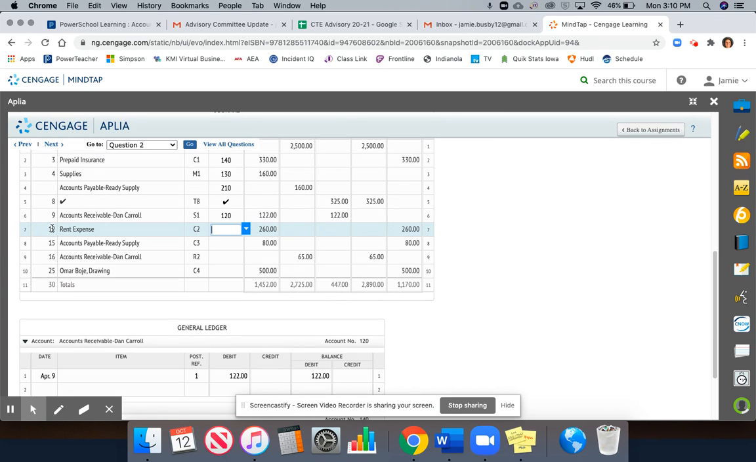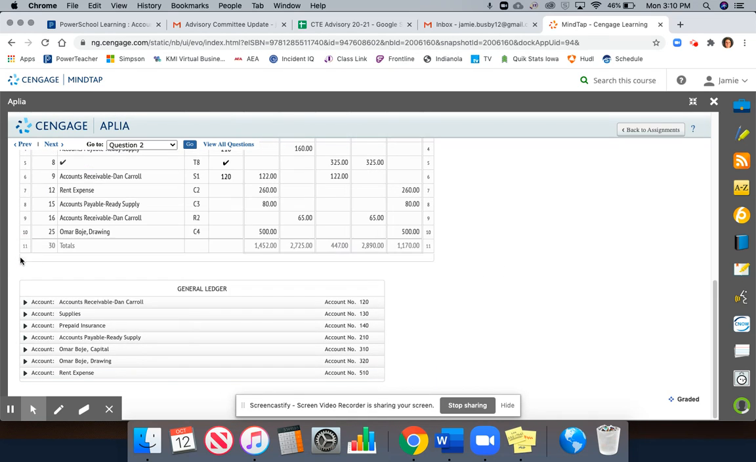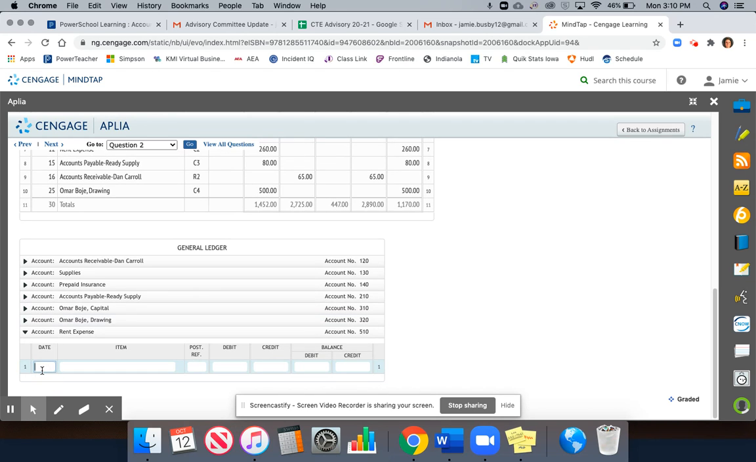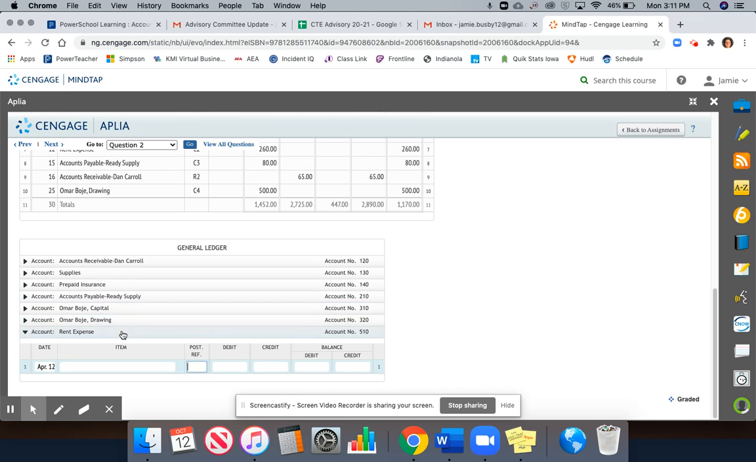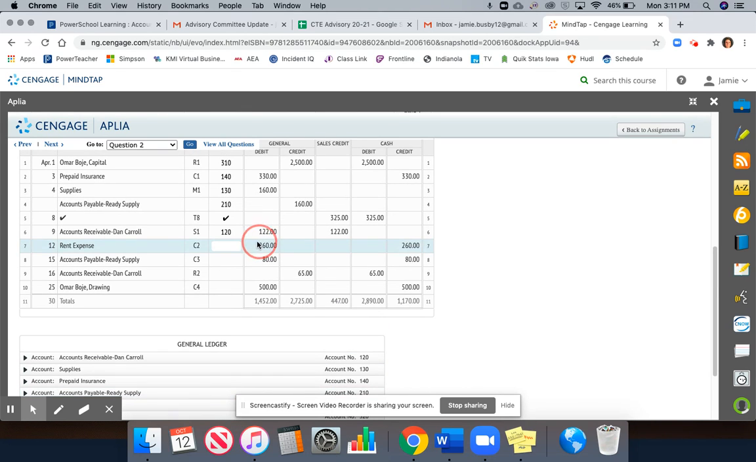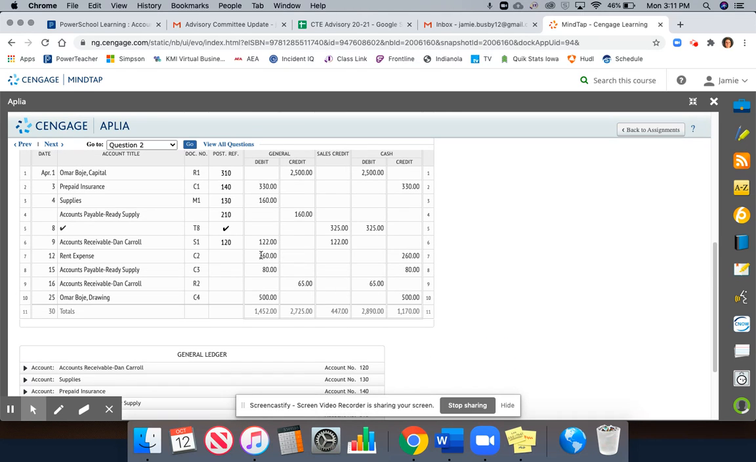Next, on the 12th, we have rent expense, a debit of $260. The rent expense, April 12th, still on page 1, a debit of $260. So our balance is a debit of $260. Account number 510, back up into our journal.